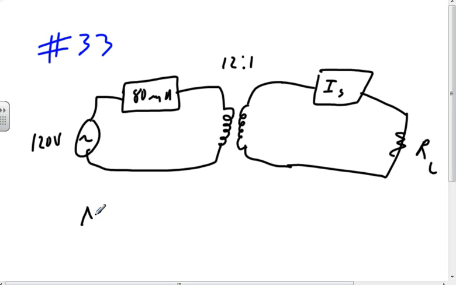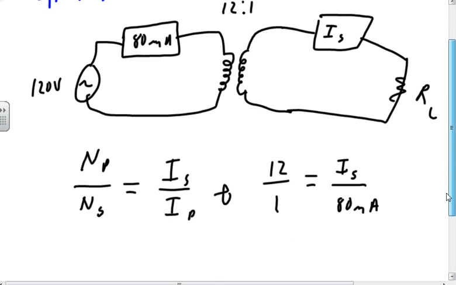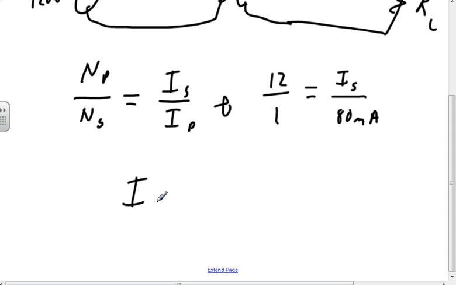Okay, so turns primary to turns secondary equals current secondary to current primary. We remember that from our equations that I wrote down. So 12:1 is equal to current secondary, which I'm looking for, divided by 80 milliamps. Okay, so now we break out our calculator. Current secondary equals 960 milliamps.